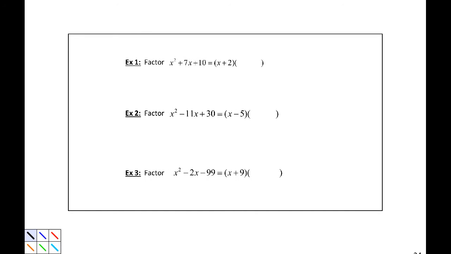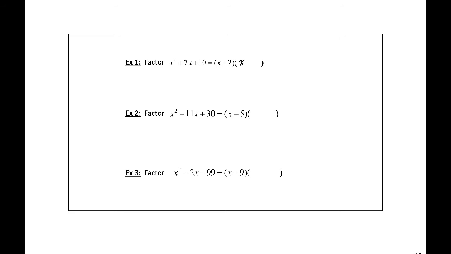Example 1, factor x squared plus 7x plus 10, and we're actually given part of our answer. We're told this is equal to x plus 2 quantity times some other quantity. Well, we know from multiplying polynomials that the first two terms here, x times something, must be x squared. So that means this is going to be equal to x.